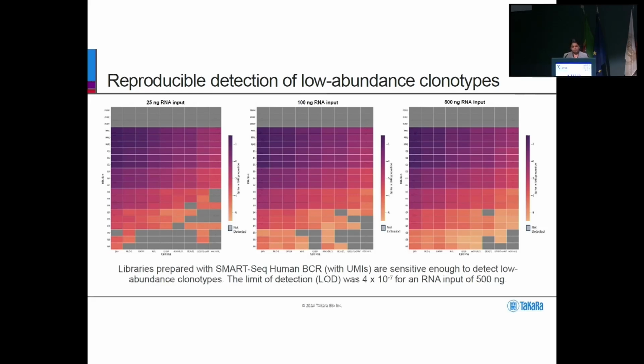These graphs are showing the sensitivity, and we see that at 500 nanogram, the limit of detection is 4 times 10 to the power minus 7, and this is 500 nanogram input and 15 million reads. And I believe if we increase the input or increase the sequencing depth, we can reach a 1 in 1 billion limit of detection.